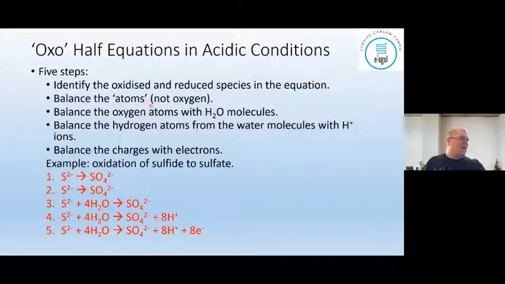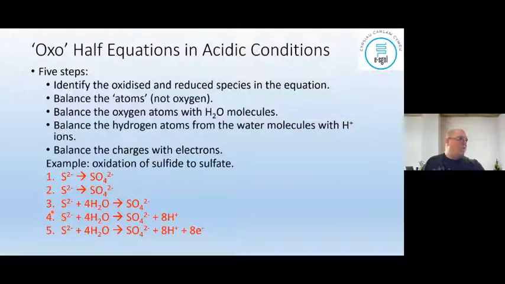Next, we balance the atoms, but not oxygen at this point. In this case, we're balancing sulfur atoms, and there's nothing to do because there's one sulfur on the left, one sulfur on the right. Next, we balance any oxygen atoms with H2O molecules. So we have 4 oxygens on the right-hand side from SO4 2-. So we need 4 waters to balance out those oxygens. So we simply add 4 H2O into the equation on the left-hand side.